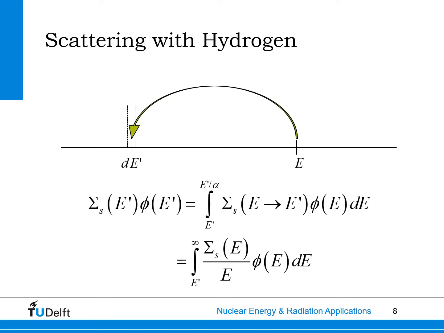Now we look into detail at the small energy interval dE' around E'. If we have no absorption and only scattering with hydrogen, the collision density of neutrons at energy E' can only be due to neutrons that have scattered at a higher energy E. The general expression is given on the top line of this formula and reduces to the expression on the second line for scattering with hydrogen. Only in that case the value of alpha is 0.